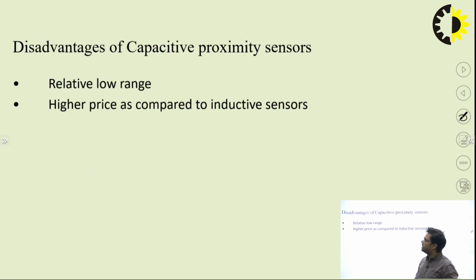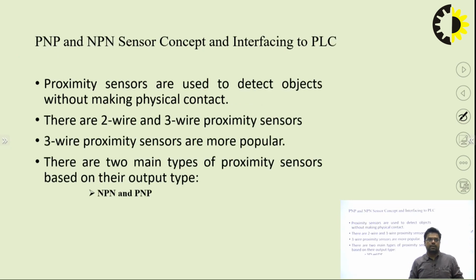The only disadvantage in the case of a capacitive proximity sensor is that they again suffer from low range, and they have a higher price in comparison to inductive sensors.